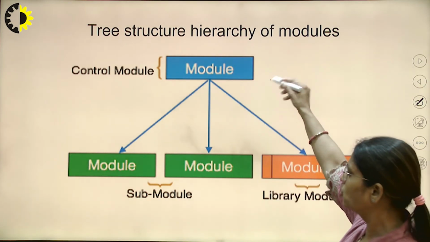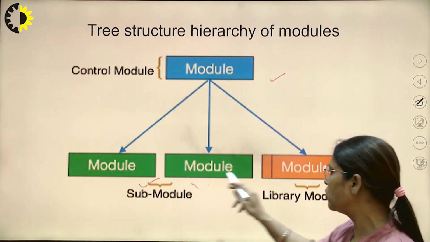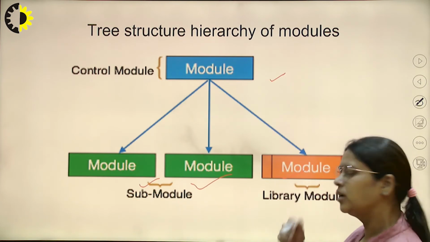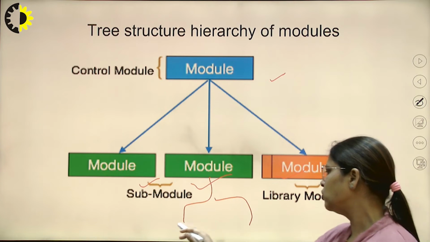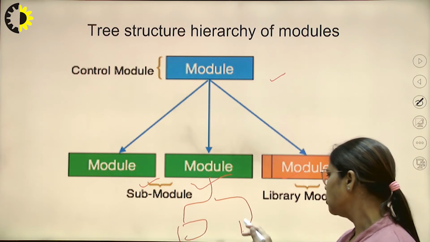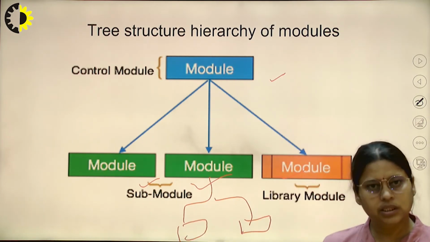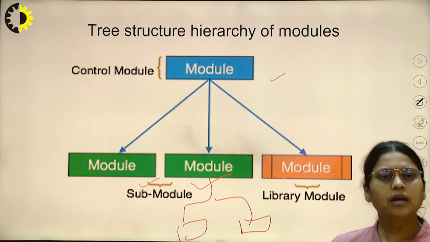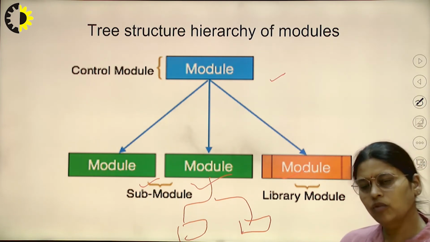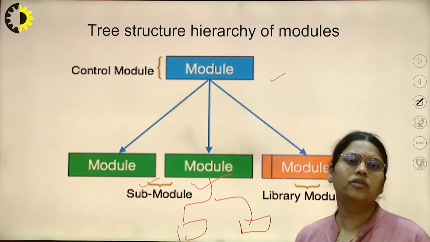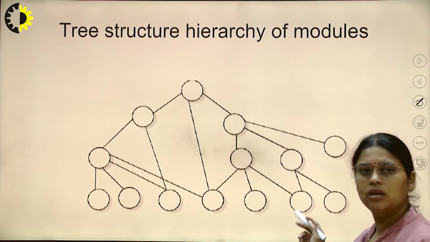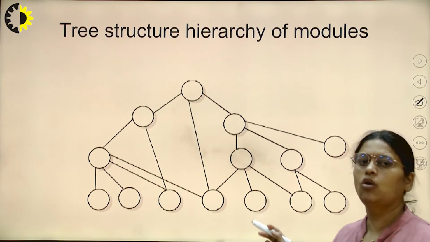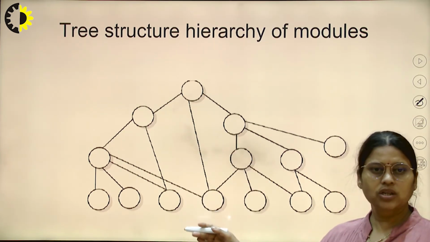This is a control module. These are some sub modules. Again, if required, we have to divide these sub modules into further sub modules. So, we still decompose the software into a number of modules if there is a requirement. So, this is a tree structure hierarchy of the modules, or a tree structure hierarchy of the software.